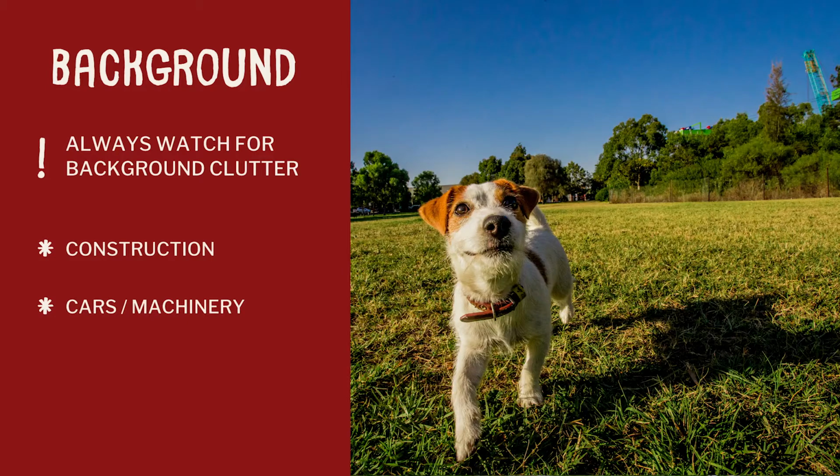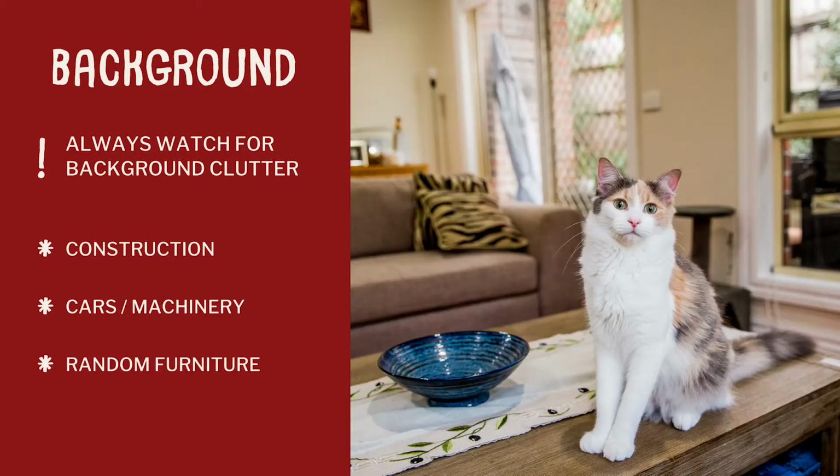It could be anything from construction, to cars and machinery, to just the random furniture and clutter that we all have in the background of our homes. Maybe there's a bright red umbrella in the background of your photo, for example. If the photo isn't about the bright red umbrella and it doesn't add anything to the image, then maybe you want to move it away from the frame because otherwise your viewer is going to be distracted by the bright red umbrella.